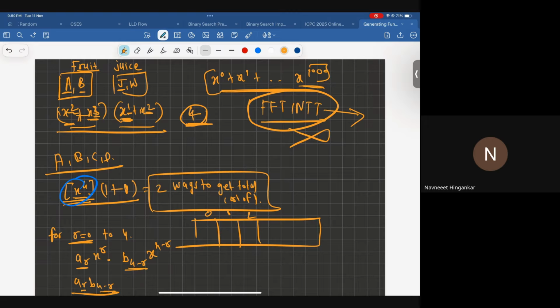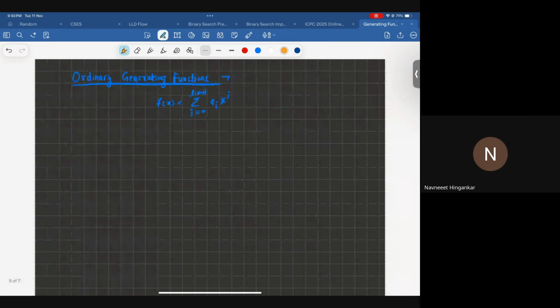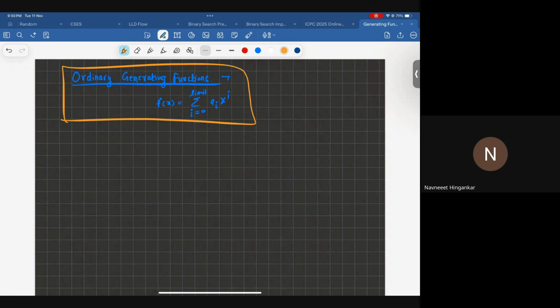All we are trying to understand is how polynomial multiplication relates to our daily life problems, right? Daily life tasks or something like that. Okay, so let's start with OGF. This is the most common one, or not the most common one you could say, but mostly used, you could say.